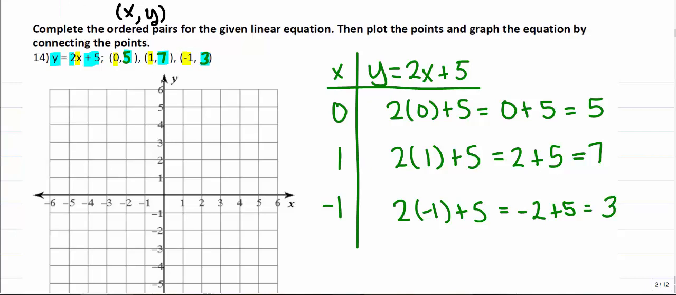So now I've got points to plot. The first point I'm going to plot is 0, 5. So that point would be right here, because you don't go left or right, you just go straight up 5. The next point says 1, 7. Well, I'm going to go over 1, but I don't have 7 quite there, so let's just fudge it. And then the last point I have here is -1, 3. So over -1 and up 3. So now I've got my points, and I can connect them with a straight line. All right, so that's how you do number 14.